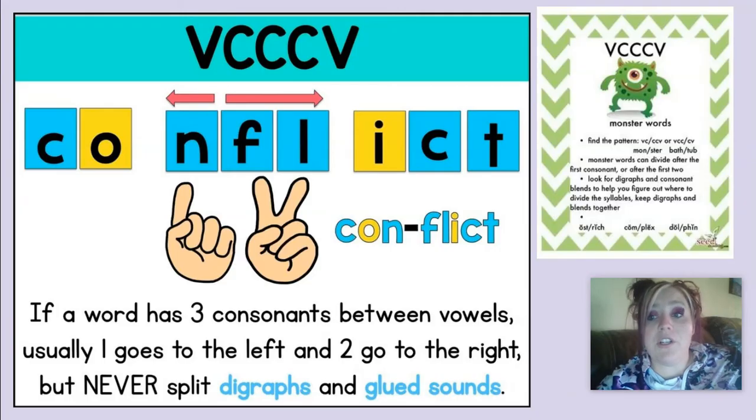So you have to look for digraphs or consonant blends to help you figure out where to divide the syllables. You have to keep the digraphs and blends together, just like we've always talked about. So if a word has 3 consonants between the vowels, it usually goes to the left, and 2 go to the right, but we never split up digraphs or glued sounds. So we have conflict above. So we have to be careful about how we break it up. All right, so you're always going to be looking for blends, digraphs, and what needs to stay together.